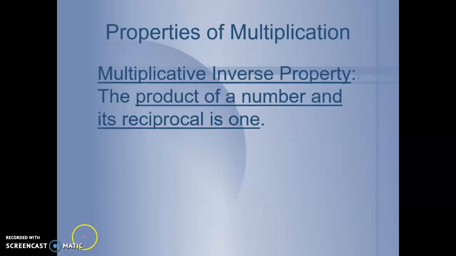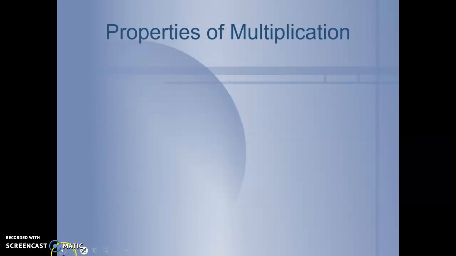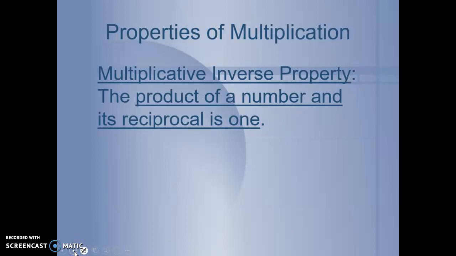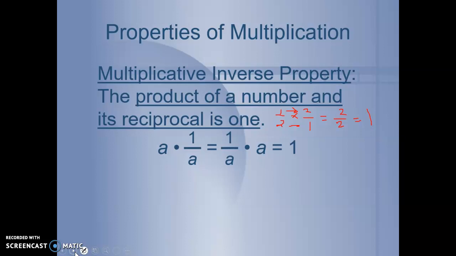Let's take a look at some properties of multiplication. The multiplicative inverse property says that the product of a number and its reciprocal is 1, what we just talked about. So let's take 1/2, multiply it by its reciprocal, 2 over 1. When we multiply fractions, we go straight across. So 1 times 2 is 2, and 2 times 1 is 2. And when we simplify that, that simplifies down to 1. So that is one proof of the multiplicative inverse property. Here it is written with letters instead of numbers. For some of you, that might be more helpful.